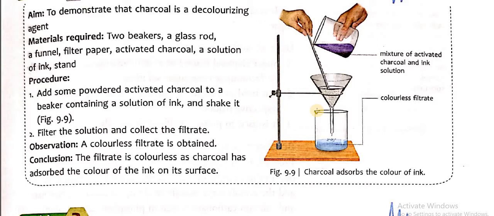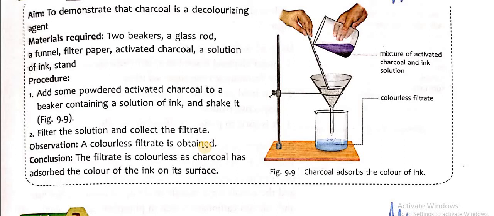While doing filtration, we have 2 important terms. One is filtrate and another is residue. Filtrate is the clear solution that you get, and residue is whatever is left on the filter paper. Okay, so filter the solution and collect the filtrate. You'll find that a colorless filtrate is observed.